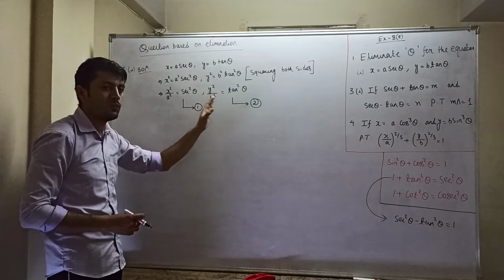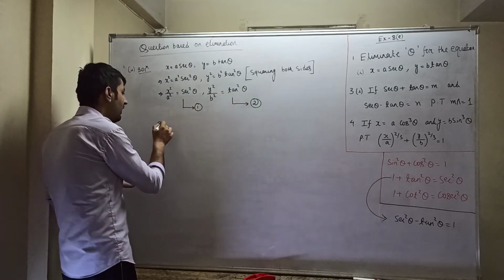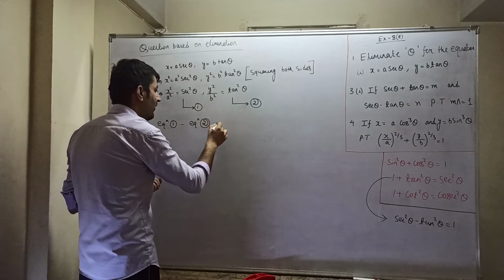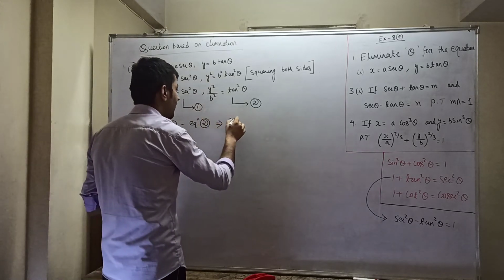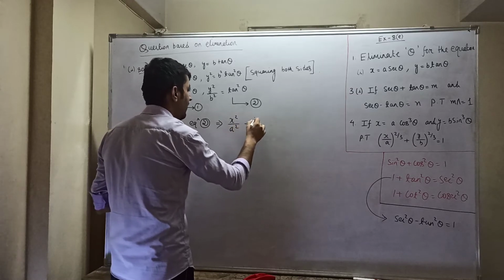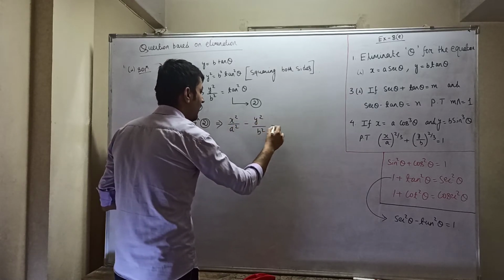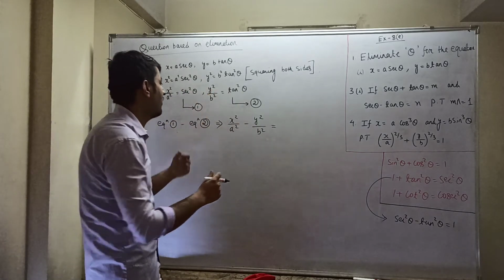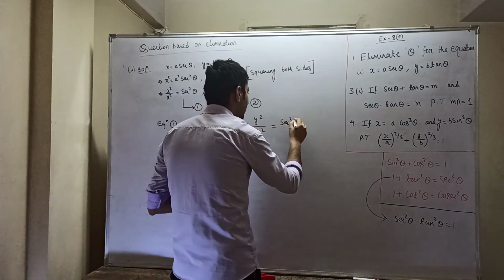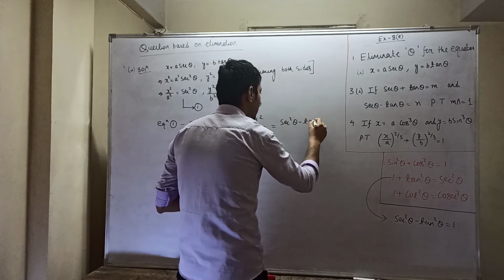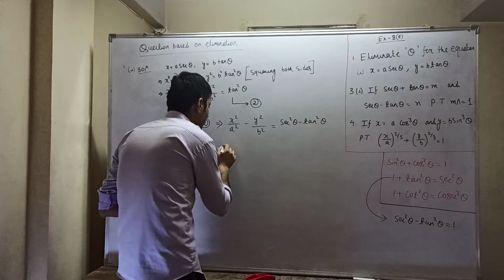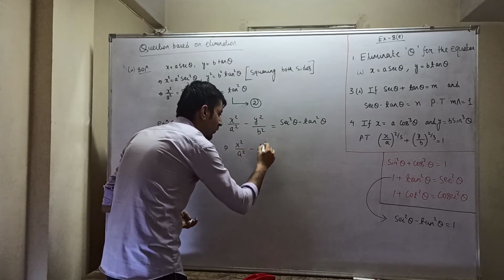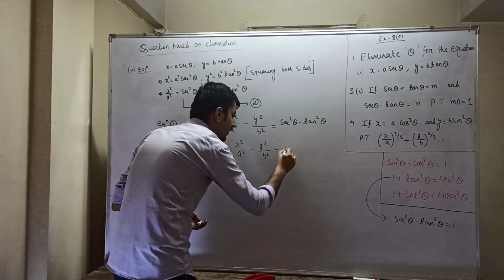So what you do? Equation 1 minus equation 2. What does this imply? This implies x square by a square minus y square by b square. That means the left hand side you subtract, and the right hand side also you subtract, you will get sec square theta minus tan square theta. So how much is this? This is x square by a square minus y square by b square is equal to 1.